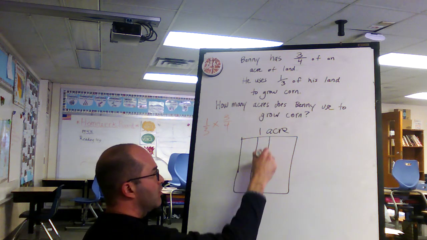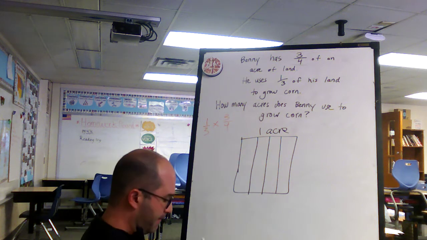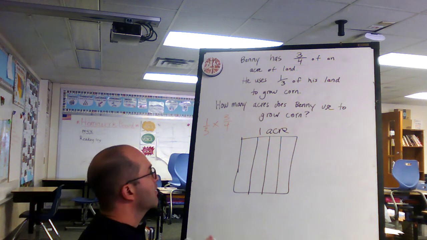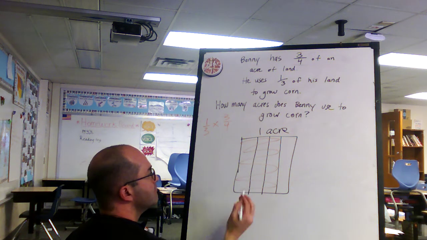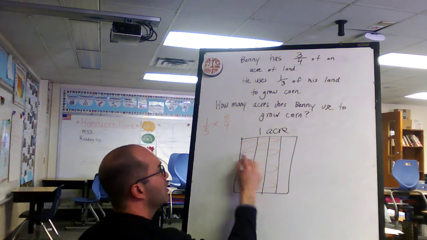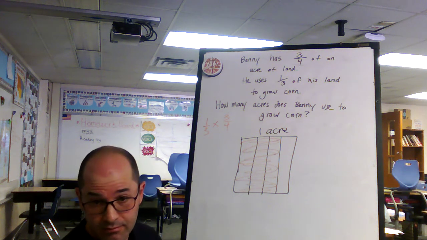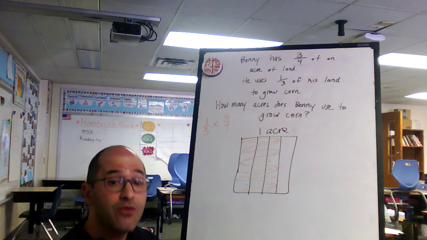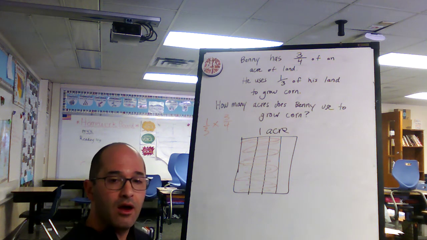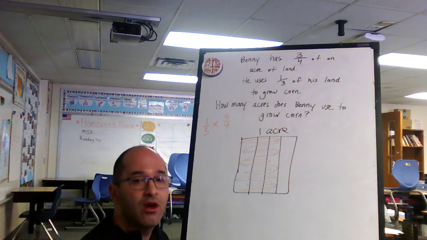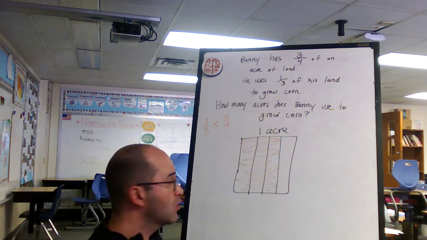1/4, 2/4, 3/4, 4/4. So I'm going to shade in with orange 3/4 of the land, because that's what Benny owns. Hopefully you can see the orange on your screen. He owns 3/4 of an acre. He doesn't even own an acre. In his land, the 3/4, 1/3 of that is used to grow corn.